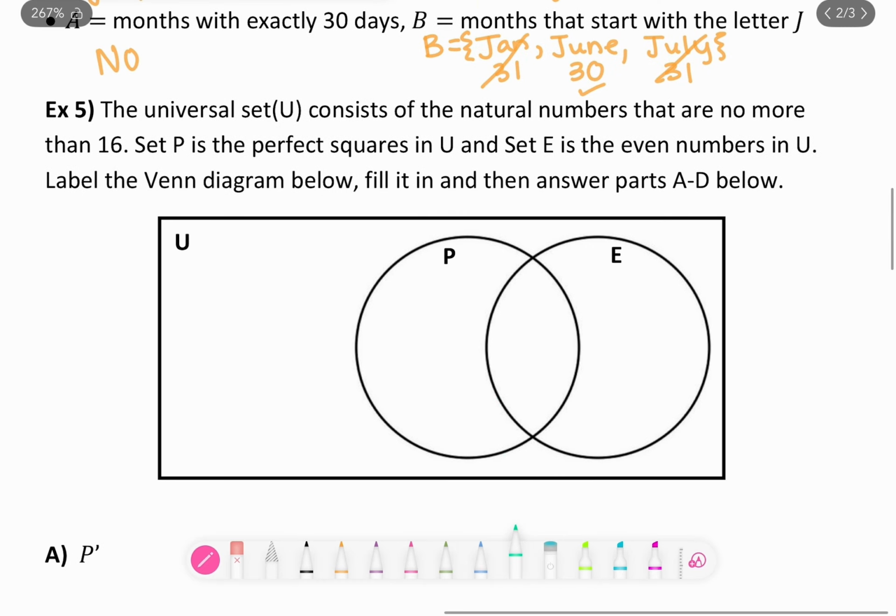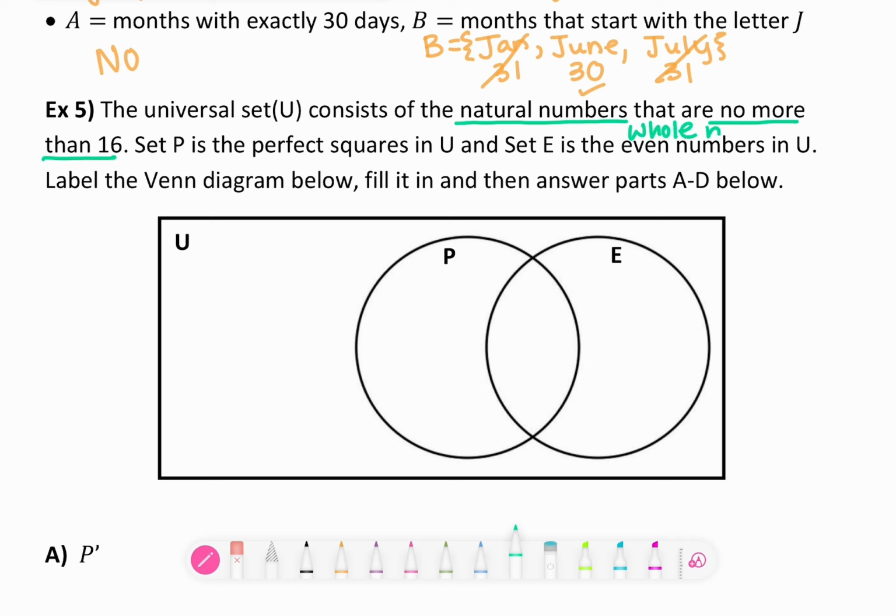So taking a look, it says the universal set consists of the natural numbers that are no more than 16. So natural numbers, if you don't know the definition of natural numbers, this is very important because this could pop up again for sure. It's whole numbers from 1 on. So non-negative whole numbers.